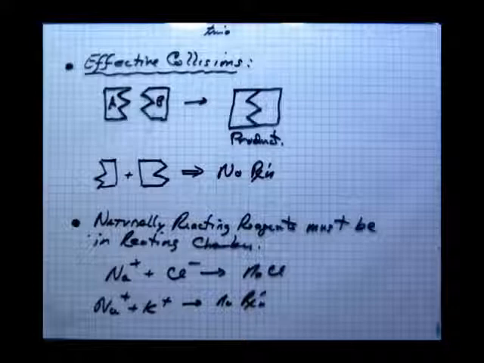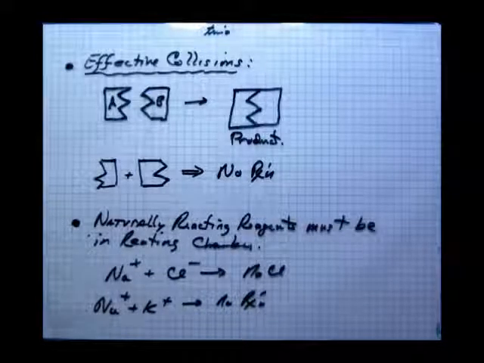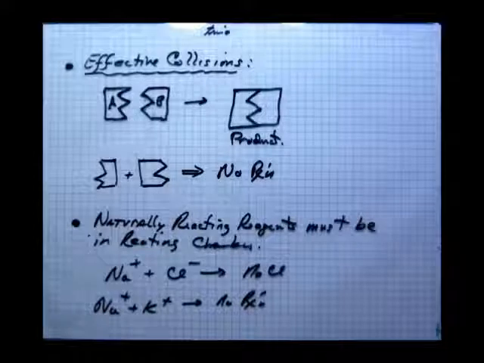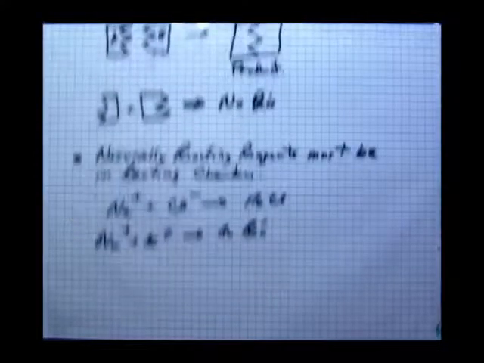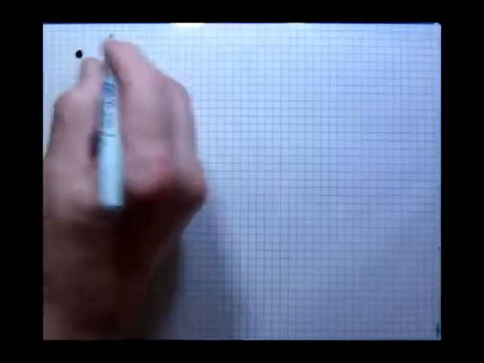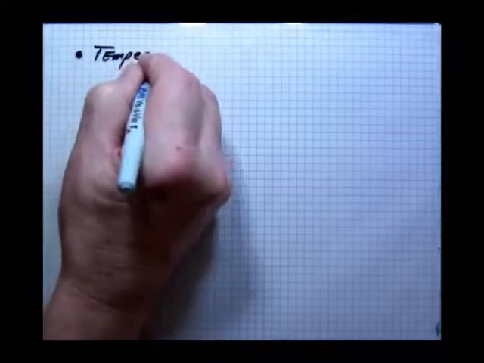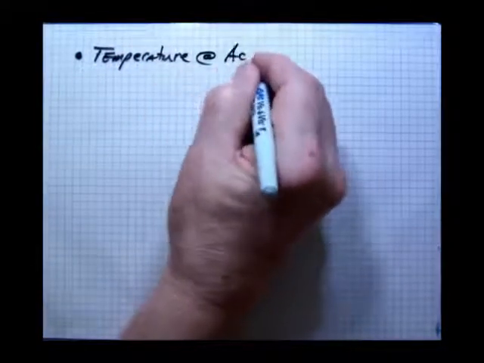Now, the kinetic molecular theory does not predict reactive particles. It just says that they have to naturally react if they're naturally reacting particles. Under certain conditions, they'll react. And finally, temperature at activation energy.